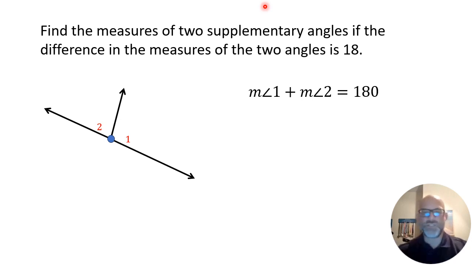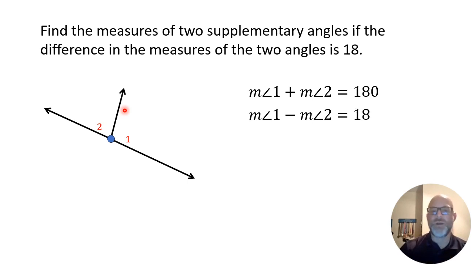There's a second equation that you can come up with from the words. And what is it? The measure of angle 1 minus the measure of angle 2 is equal to 18 degrees. Where did we get that from in the verbal? The difference in the measures of the two angles is 18. The difference, you remember, is the answer to a subtraction problem.